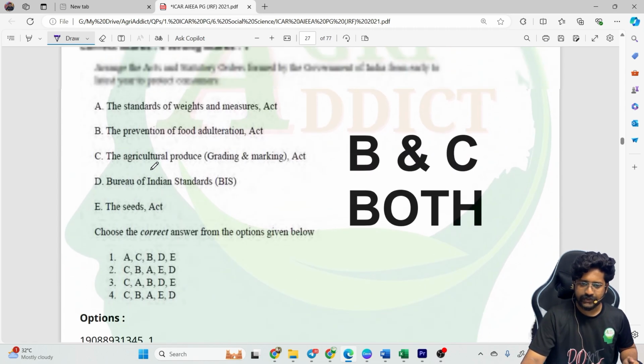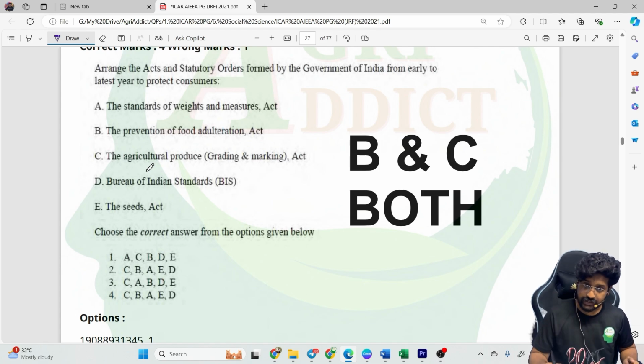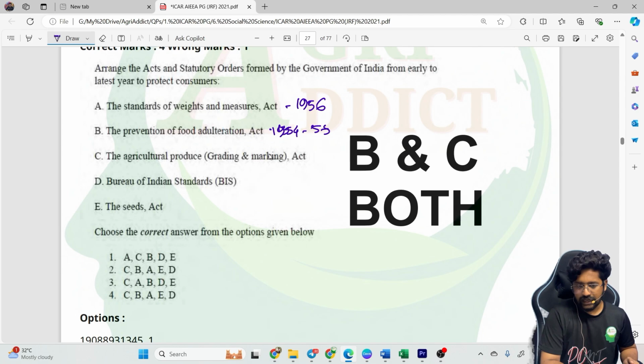Arrange the acts and statutory orders formed by the government of India from the earliest to the latest year to protect consumers. The first one is the Standards of Weights and Measures Act, which came in 1956, and the second one is the Prevention of Food Adulteration Act, which was in 1954 to 55, and the third one, the Agriculture Produce Grading and Marketing Act. According to this, the Directorate of Marketing and Inspection (DMI) was established. So both of them came in the same year, 1935.